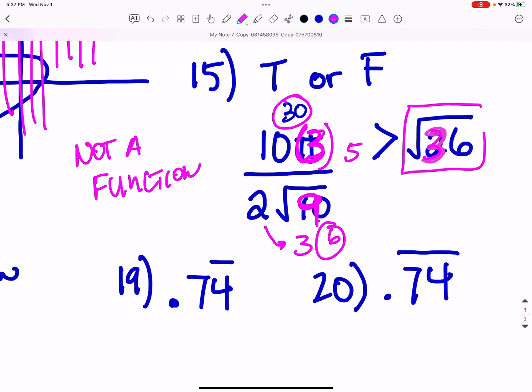And the square root of 36 is 6. So is 5 bigger than 6? No, it is not. It's false.